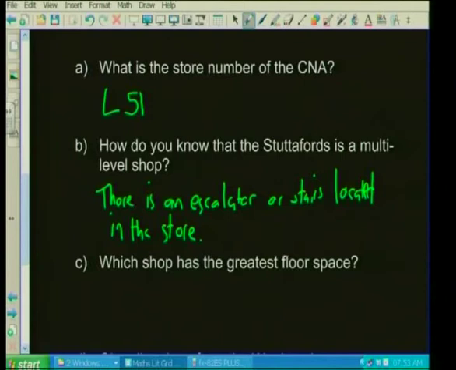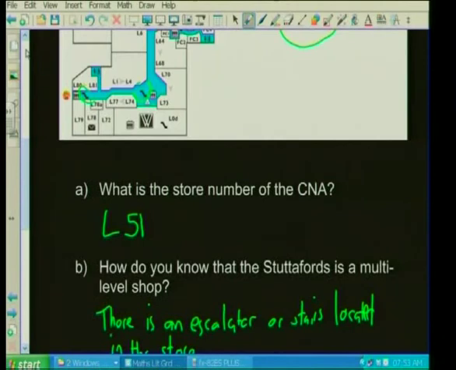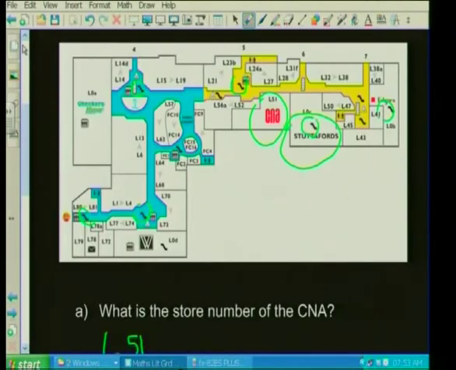Right. Well, question C, that was simple enough. So question C says, which shop has the greatest floor space? Well, if we're looking, we don't have any measurements for these shops. You can see there's no scale or given measurements. So you can't say, well, this shop is given as 86 square meters, or that shop is 40 square meters, or this one's 150 square meters. None of that is given on the map.